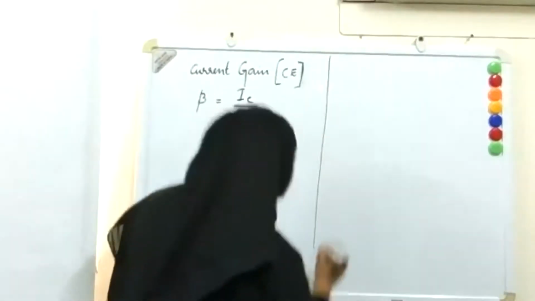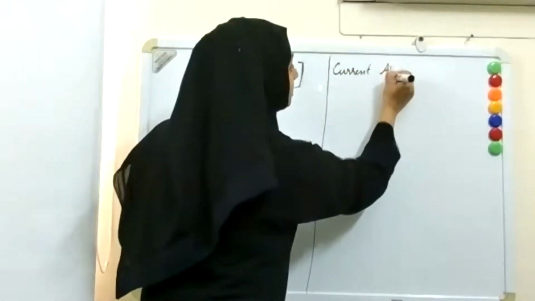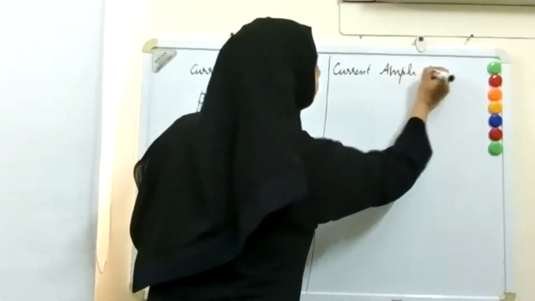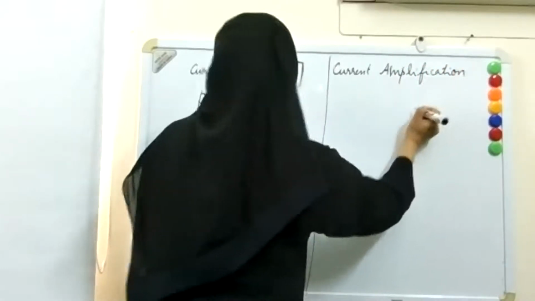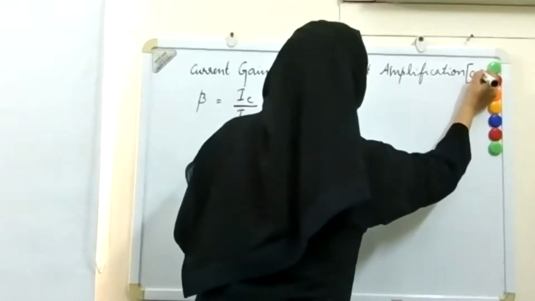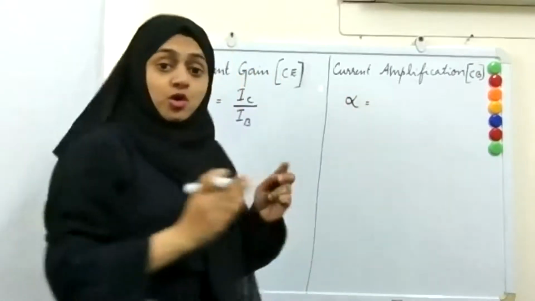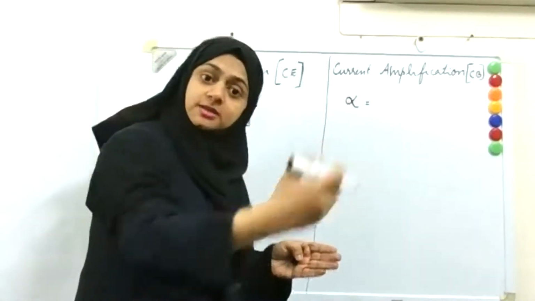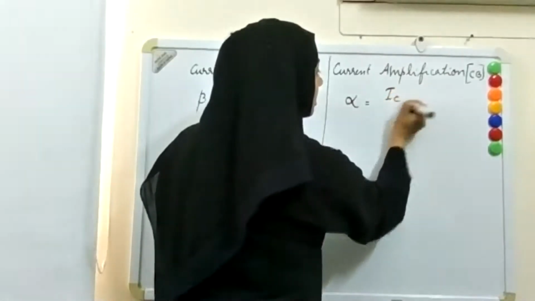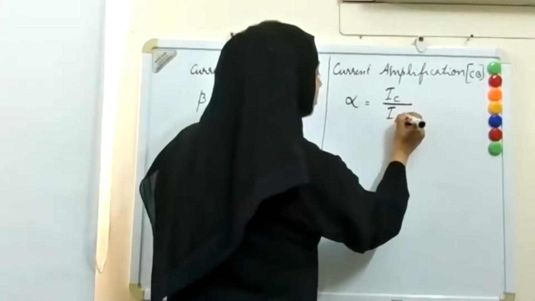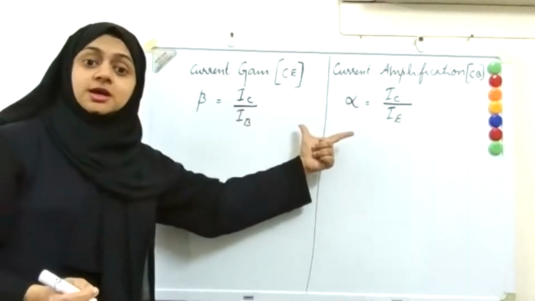And we remember that the current amplification factor for common base, we studied, is represented by alpha. For common base, the output is collector and the input is emitter. So it is output current divided by input current. So these two formulas you need to remember, and let us connect these two.